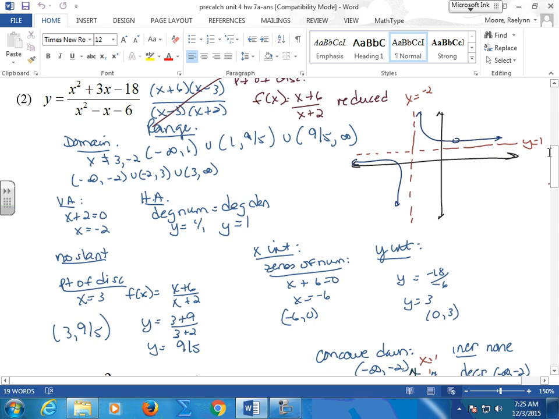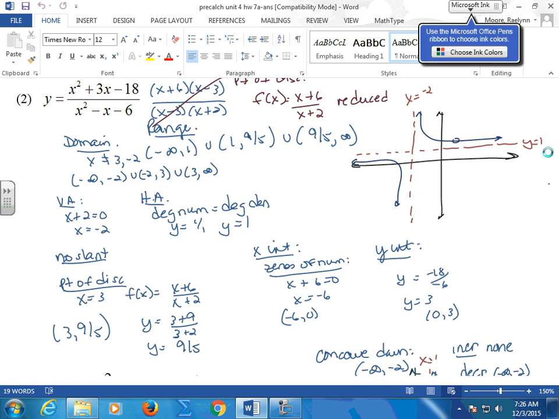Everybody good with the domain? The domain came right from your denominator. You couldn't use these values. Take them out of your domain. The range, don't do the range until the end. Your point of discontinuity has to be removed. Okay, you already removed your x value because it was in your denominator. I'm saying that domain. The domain comes from your denominator.